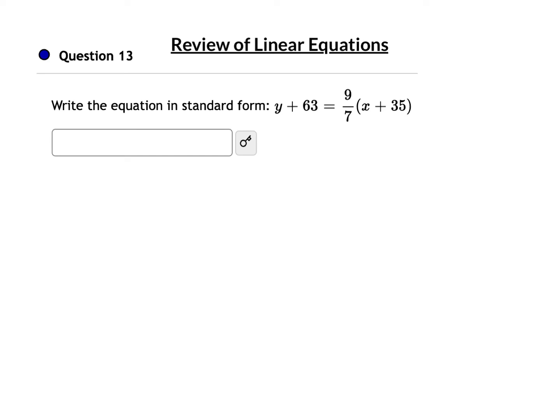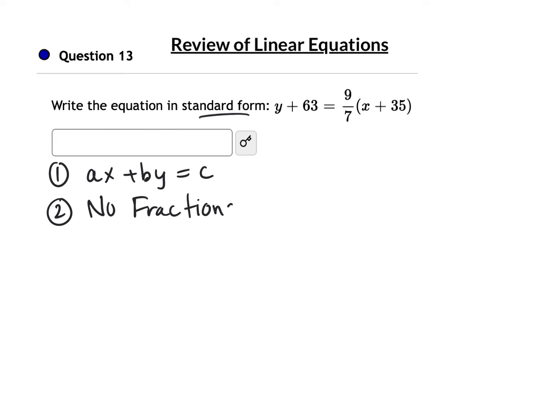Question 13, also a standard form question. We're going to get the x's and y's on one side, the number on the other, and we're going to remember that there are no fractions in standard form. Now we'd like to get rid of fractions right off, but a safer way to do that is to distribute and get rid of those parentheses first. Then we'll get rid of fractions.